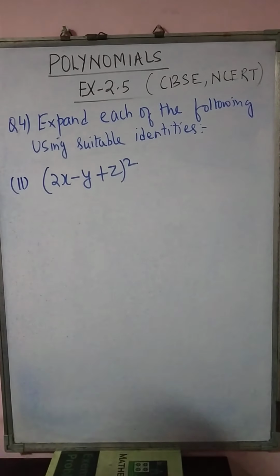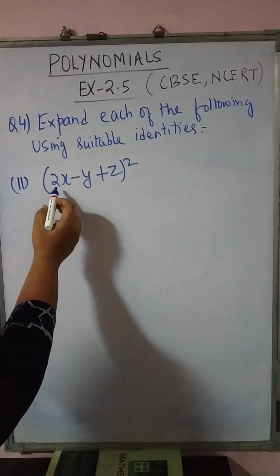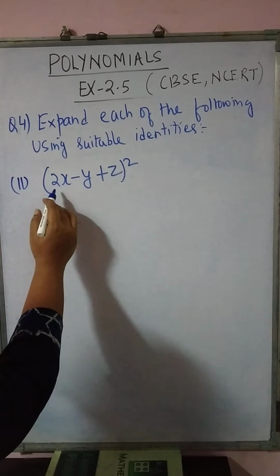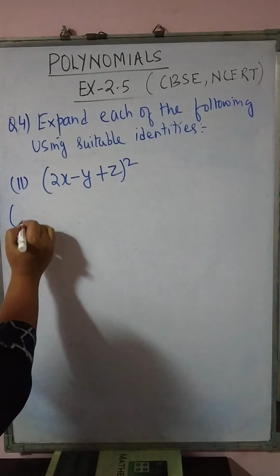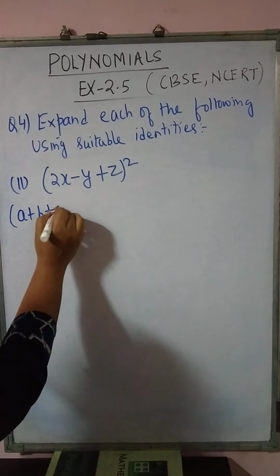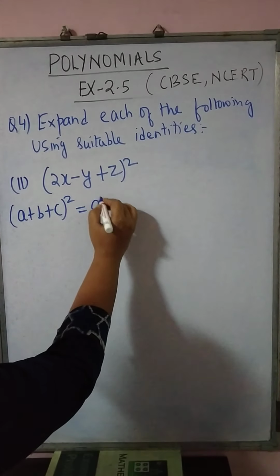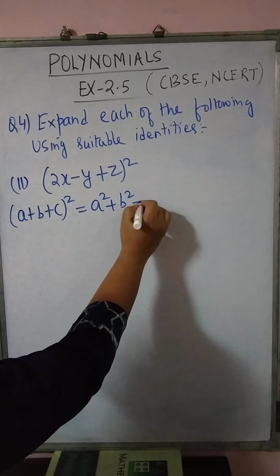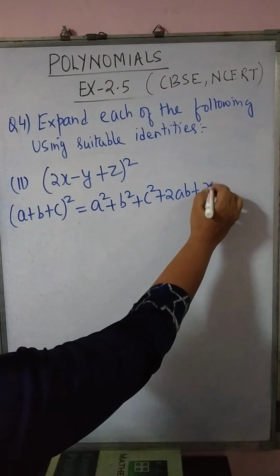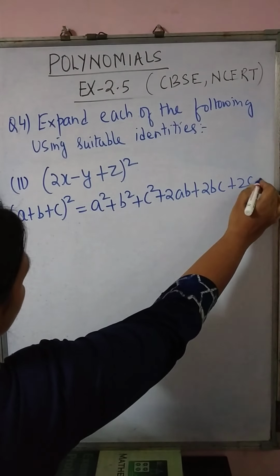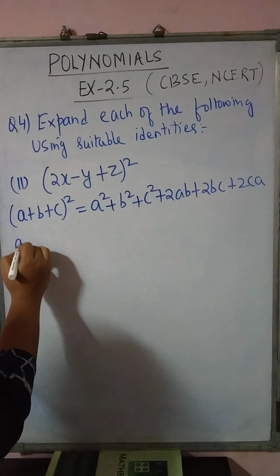Question number 4, second part. So again same here, how many terms can you see? 1, 2, 3. So a, b, c, and what is the power? 2. So same identity we will use. (a + b + c) the whole square is equal to a square plus b square plus c square plus 2ab plus 2bc plus 2ca. This is the identity.